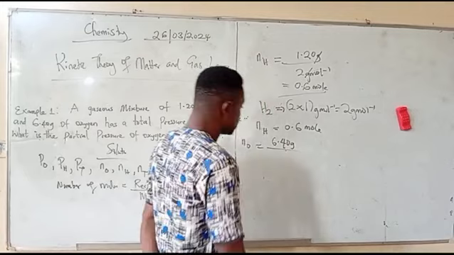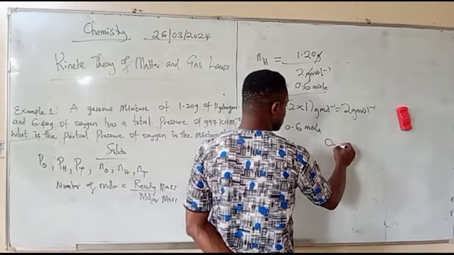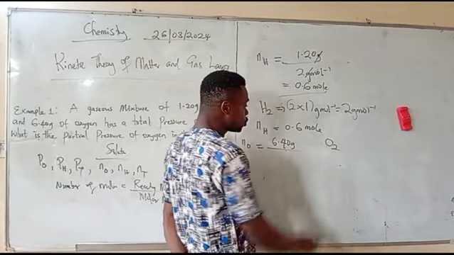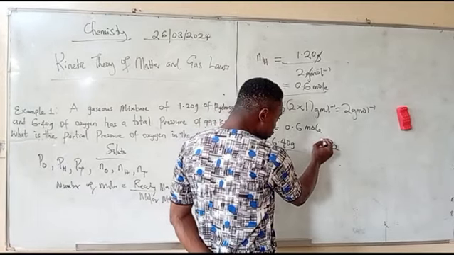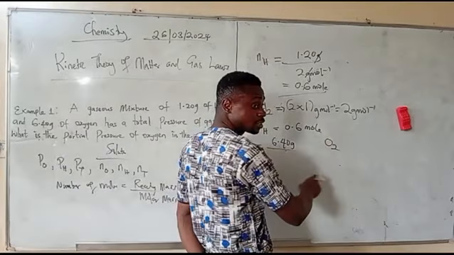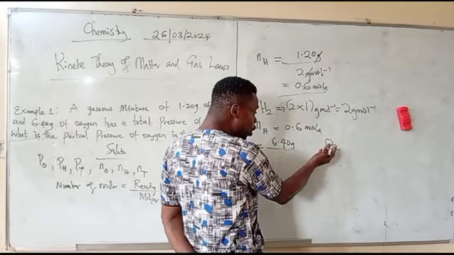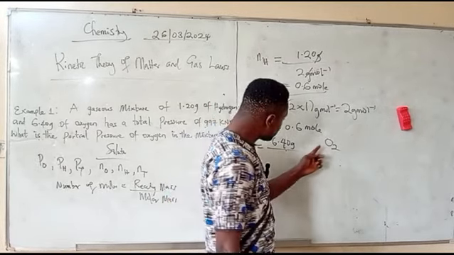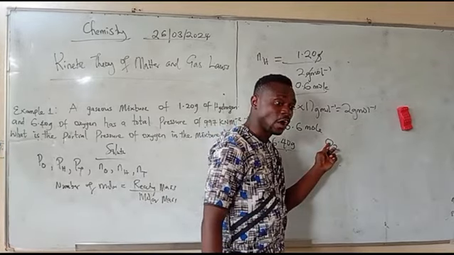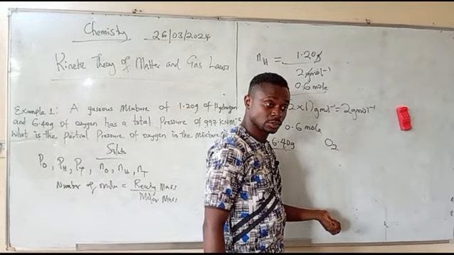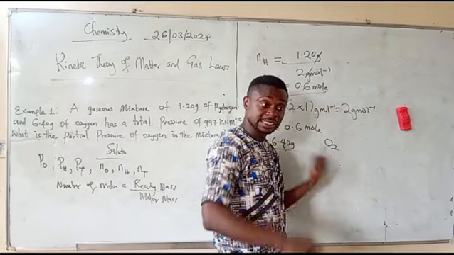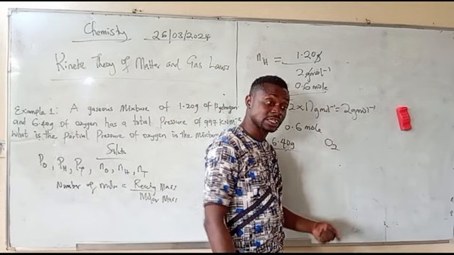Oxygen is also diatomic, which is O2, right? So this is 1 mole. So the same is multiplied, which is oxygen is what? 16 times 2, which is 32.